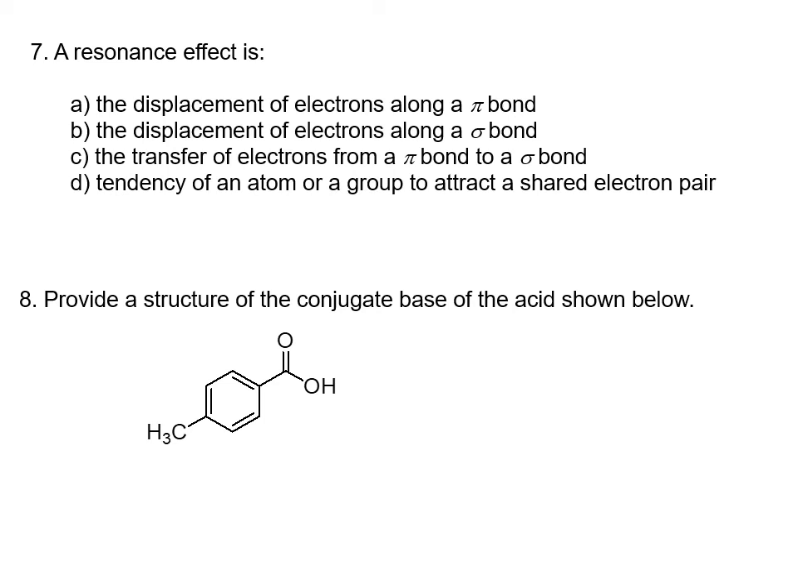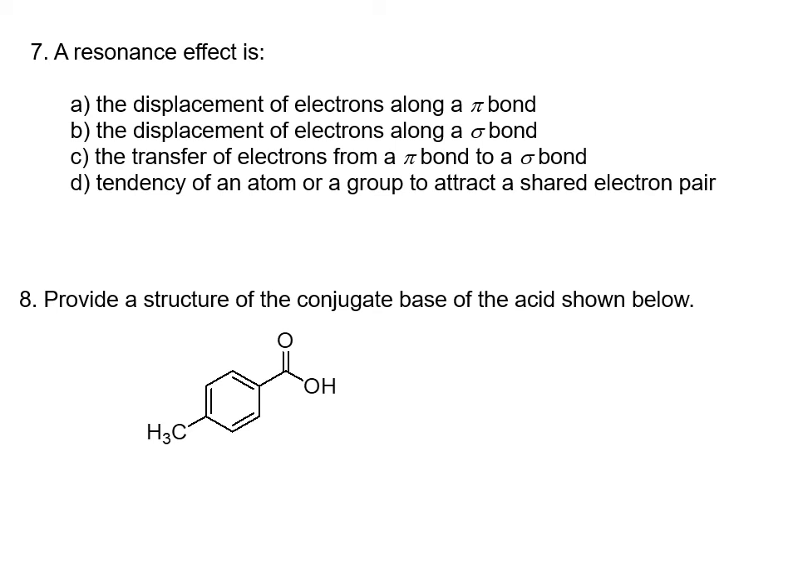Next question is about the definition of resonance effect. So you have 4 statements, and which one correctly defines the resonance effect? A, the displacement of electrons along a pi bond. That's correct. That's the definition of resonance effect. B, the displacement of electrons along a sigma bond is the definition of an inductive effect.